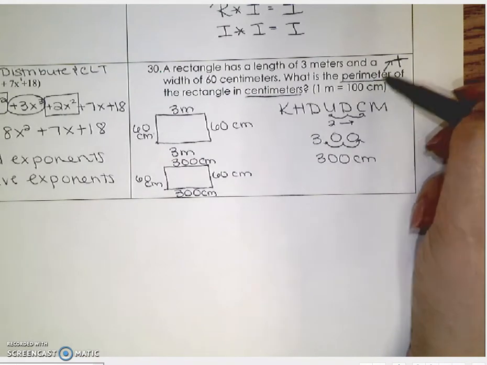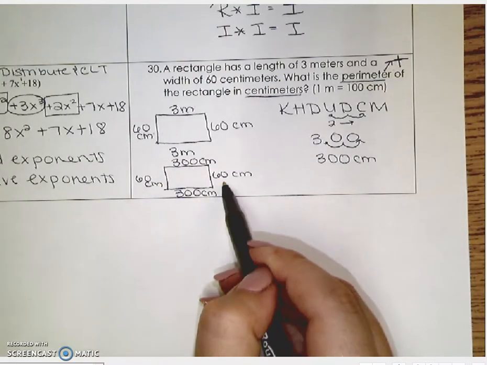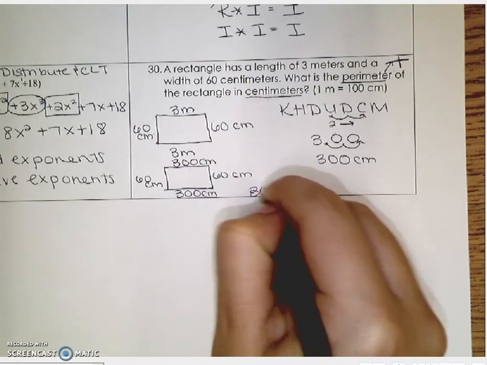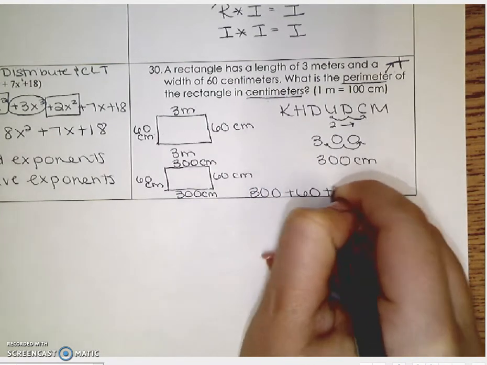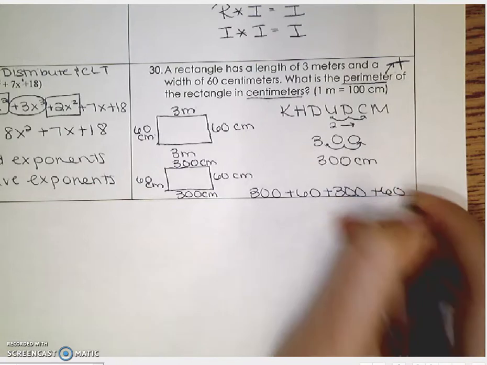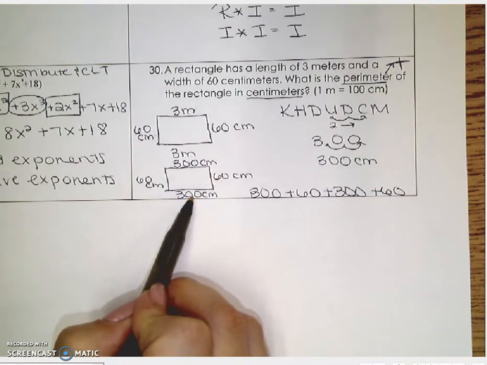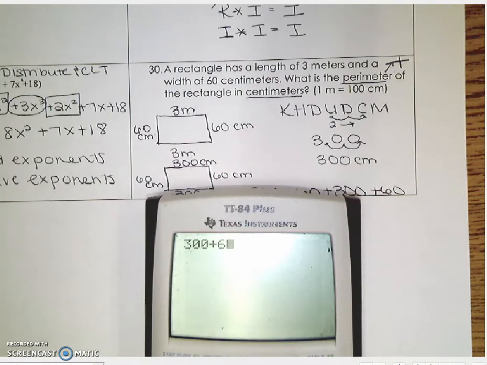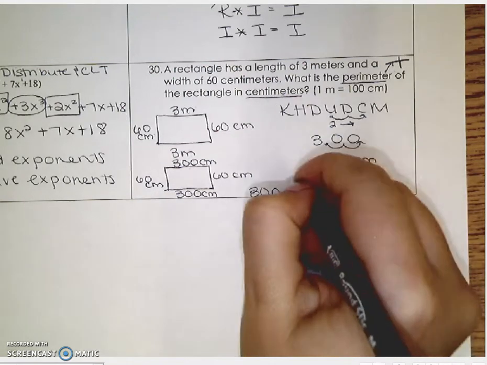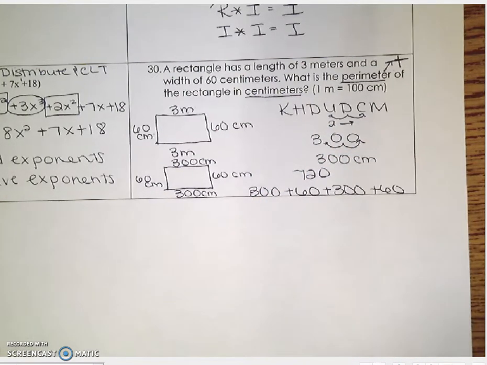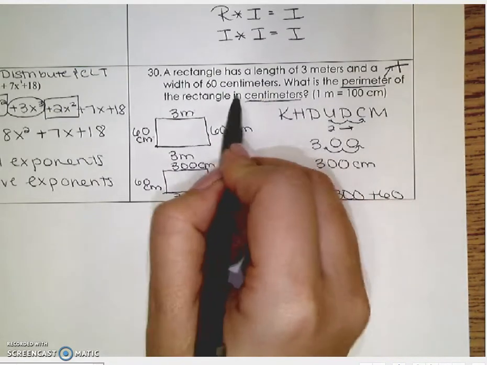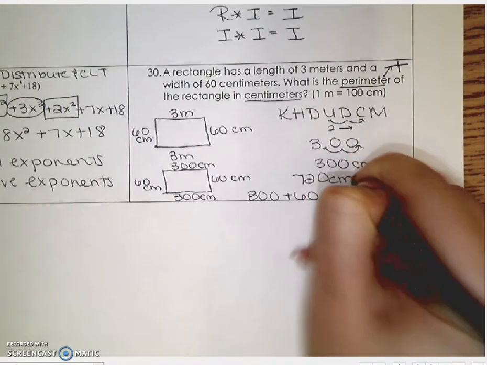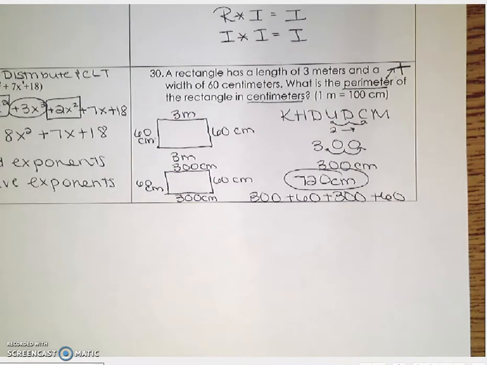Last but not least, because they want perimeter, I'm going to add all of the sides. So this would be 300 plus 60 plus 300 plus 60. My calculator can do that for me. 300 plus 60 plus 300 plus 60 is 720. Do not forget to put your unit. They want centimeters as my unit. So I put 720 centimeters for my final answer.